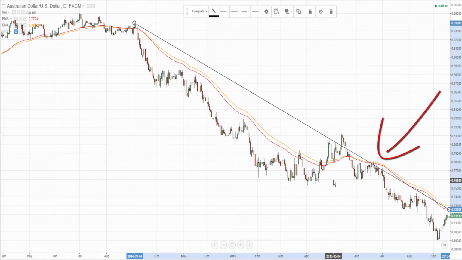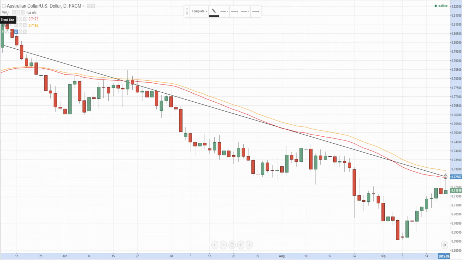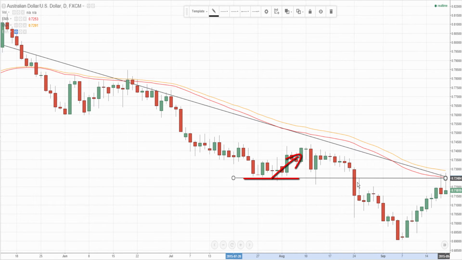Zooming in even closer, we can see that we have a few more areas of confluence that are going to give us some good indications to take this trade. We have another trend line that's also forming on this key resistance area of 0.7250, which has previously acted as support in the past and now has turned into a resistance area.